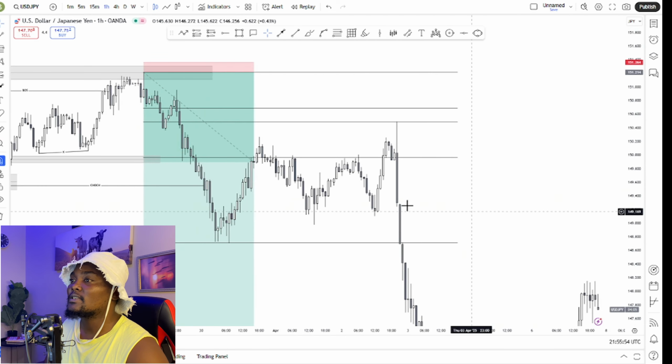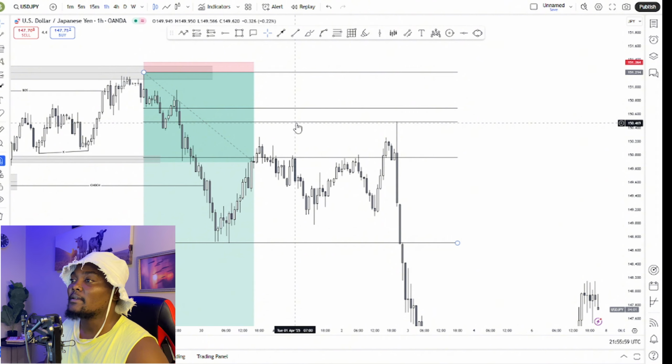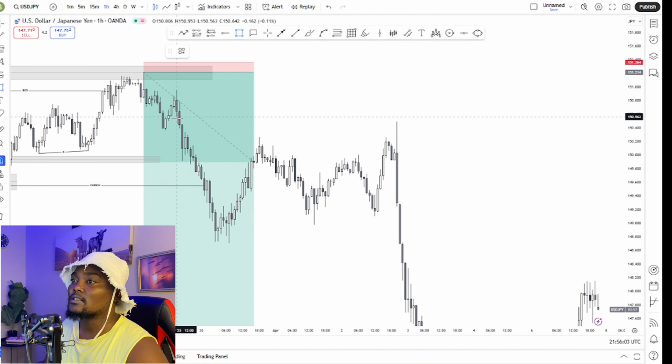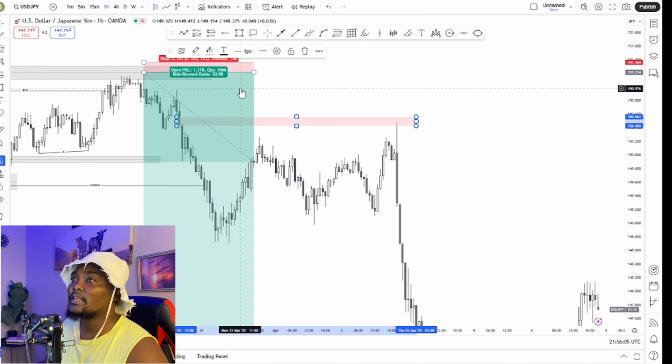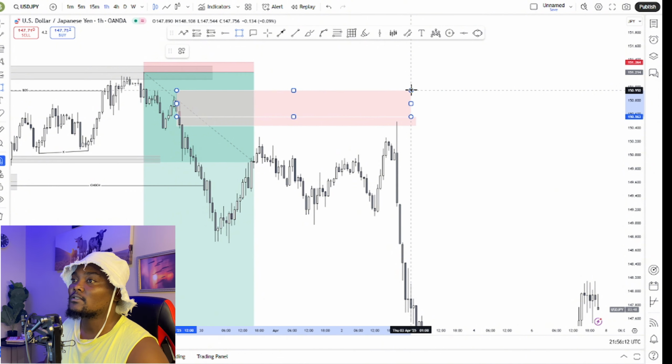Then you can clearly notice that we tapped into this area of the golden zone or the imbalance, just because these golden zones are like imbalances. So you can just draw it out from this point to that point. That is your fair value gap. And then at the top of the structure, there was a supply zone at the top, just like that.